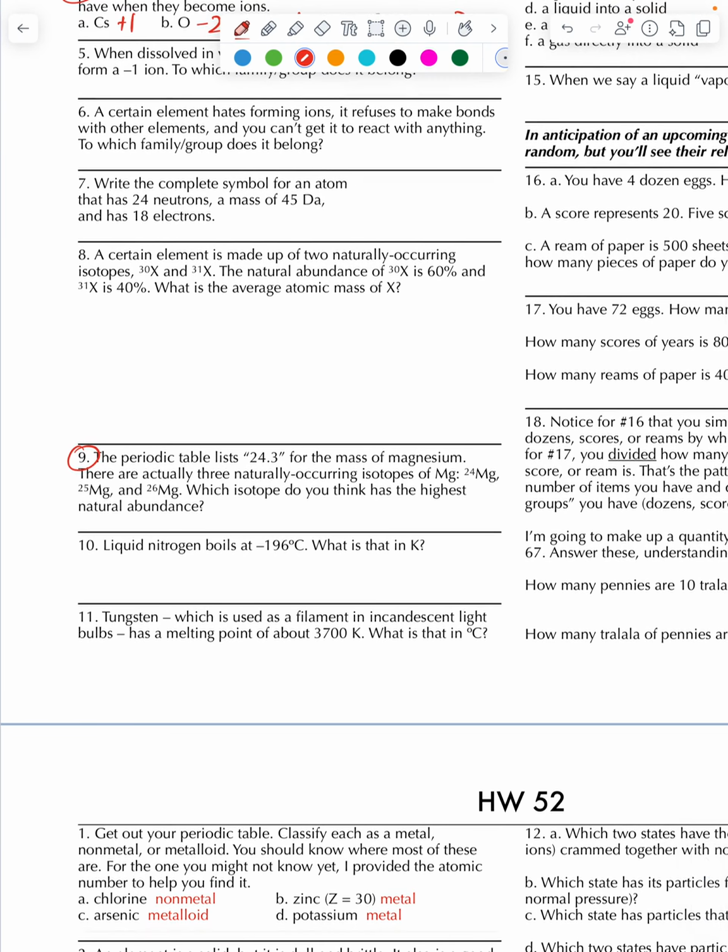If you look in the periodic table, number 9, at magnesium, it says 24.3. And let's say these are the 3 naturally occurring isotopes of magnesium. Which one do you think is the one that's found in the highest natural abundance? Well, the average is closer to 24. So I probably won't ask that, but I hope you get it.